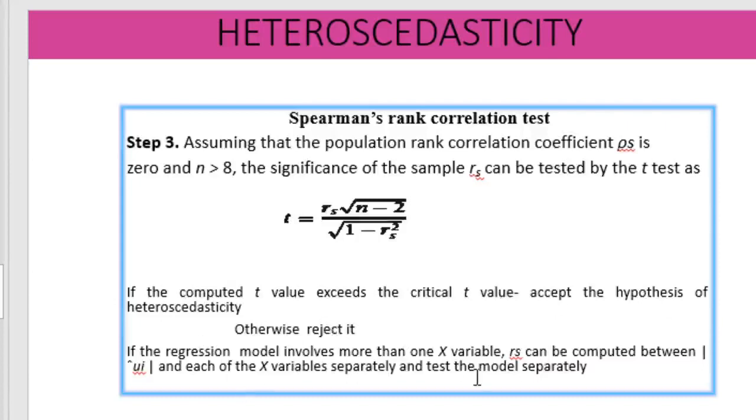If the regression model involves more than one x variable, the Spearman's rank correlation can be computed between ui cap and each xi variable separately and the model tested separately. That is, here we are ranking the residual as well as the independent variable for testing the significance.